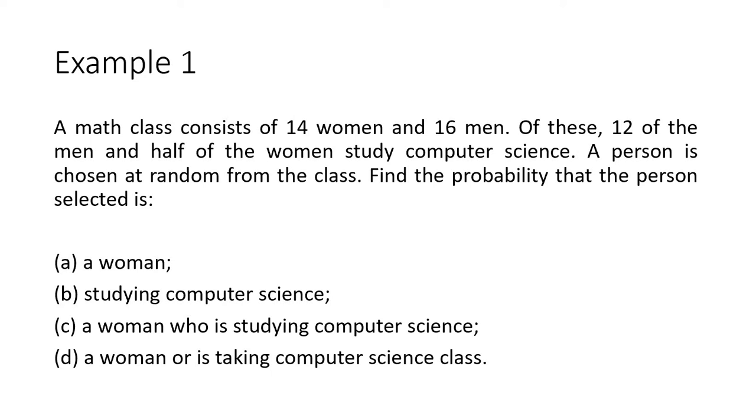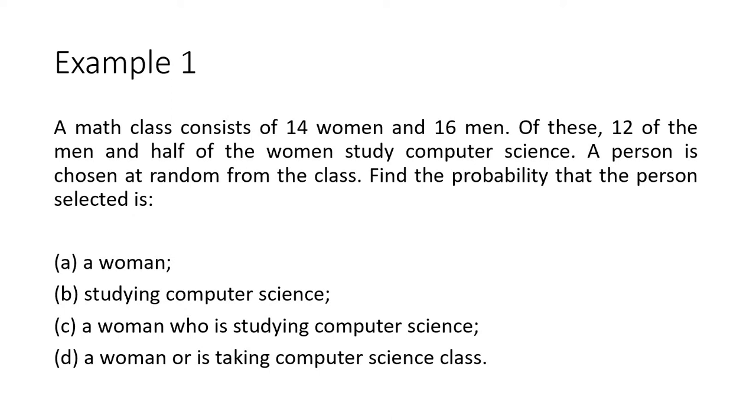And finally, we have to calculate the probability that the randomly picked student is a woman or is taking a computer science class. In this case, we interpret this or as union. So we want at least one condition to be fulfilled. We also keep in mind that those events are not mutually exclusive. You can be a woman and you can also take computer science classes.